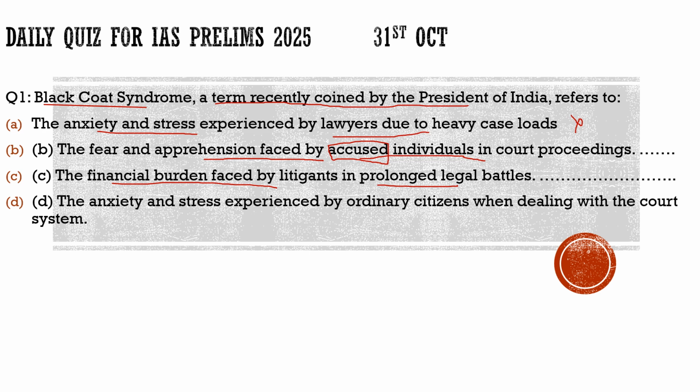Fourth statement: the anxiety and stress experienced by ordinary citizens when dealing with the court system. This is the accurate definition of the black coat syndrome. It is not only about the accused who has to get involved with the courts. It is about the ordinary citizens. It is the complete statement with respect to the black coat syndrome. So with respect to this question, the correct option would be option D.